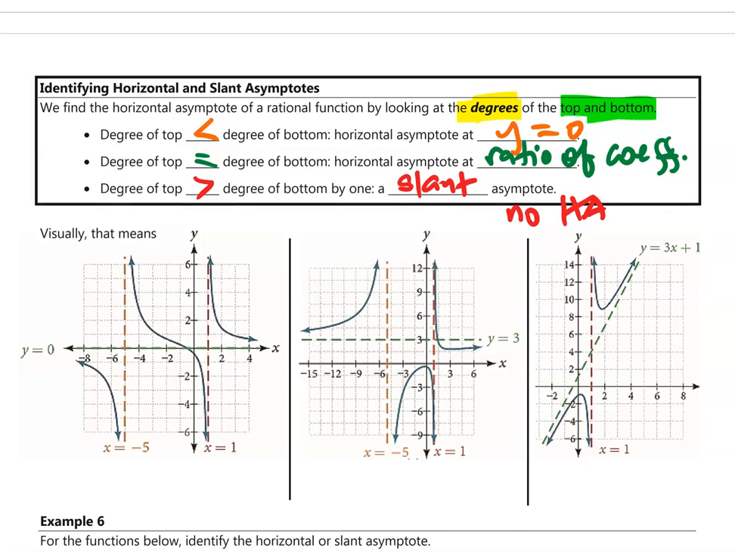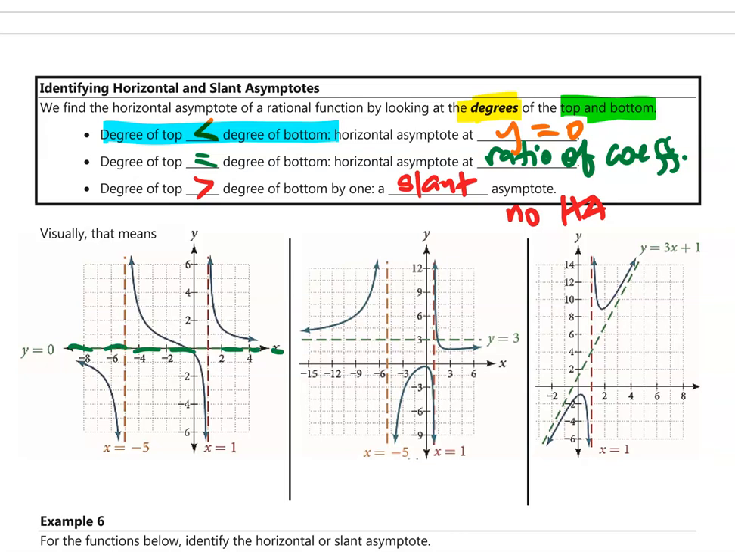So look at this first graph here. You have a horizontal asymptote at y equals 0, meaning the degree of the top is less than the degree of the bottom. That is when you have this horizontal asymptote y equals 0.